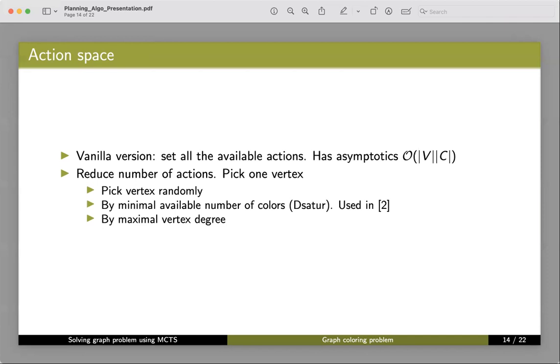And so this is a lot, and we need to somehow reduce the number of actions, and we follow the approach that was proposed in the cited paper number 2. We pick only one vertex, and the actions will be the available colors that we can use to color this vertex. So in the worst case for us, it will be less than 10.